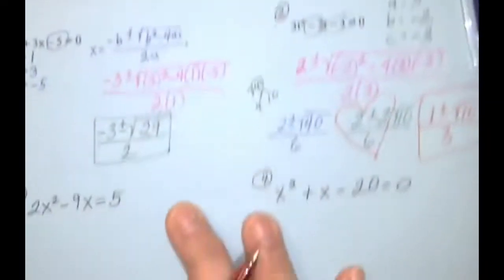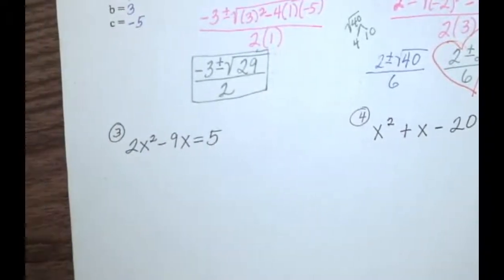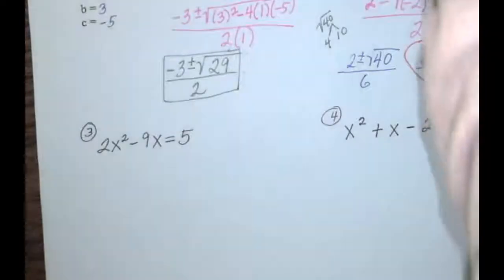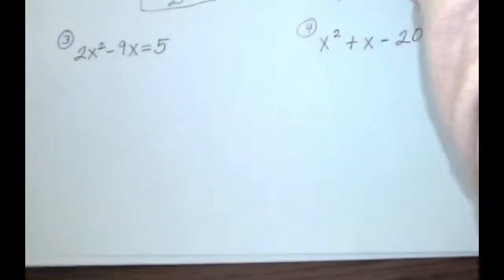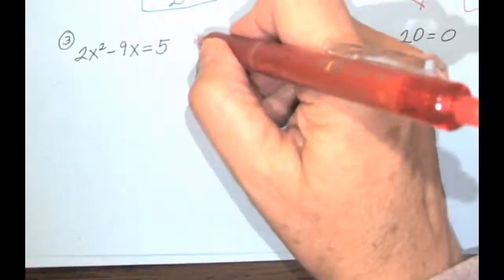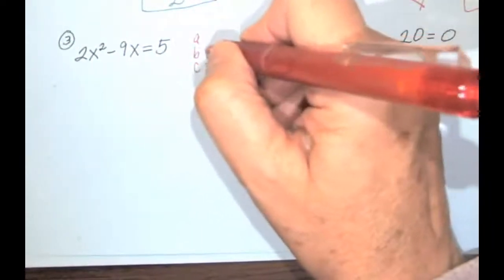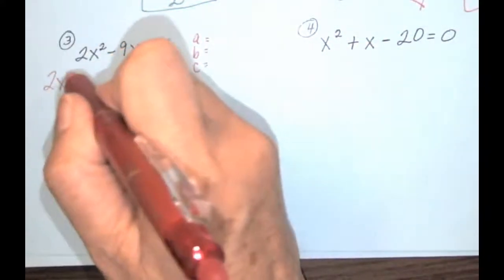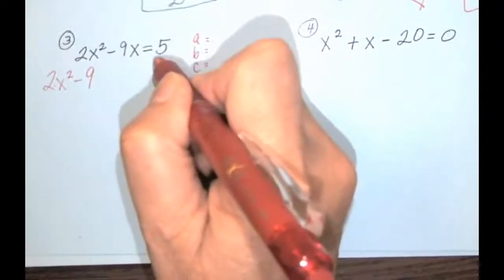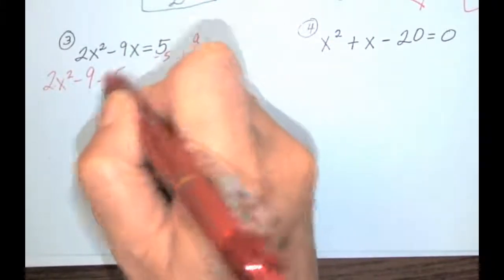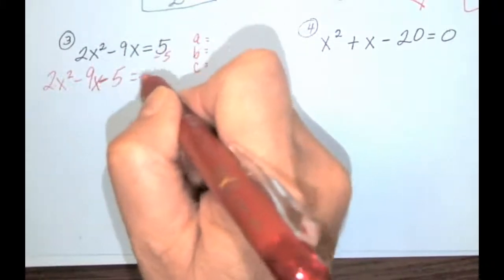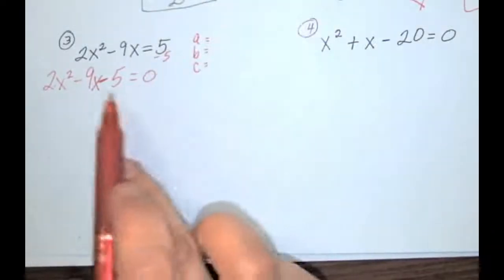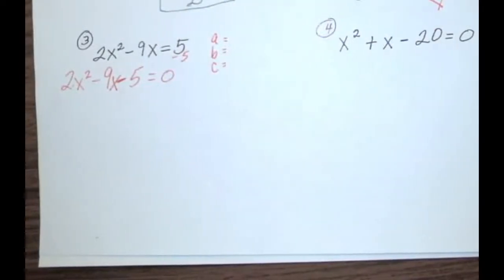Let's look at example 3. Example 3 is not solved to 0. It's not set equal to 0. Do not select your A, B, and C until you have set it equal to 0. You will get the wrong answer. So what do I need to do? I need to subtract the 5. I can't really subtract it because it has no like terms, so I really just moved it, right?